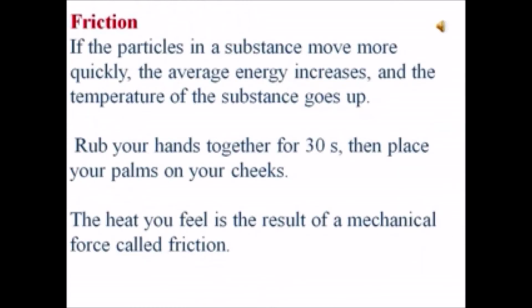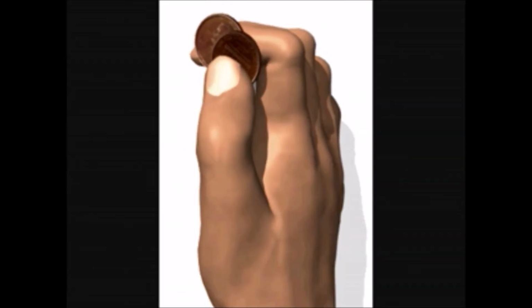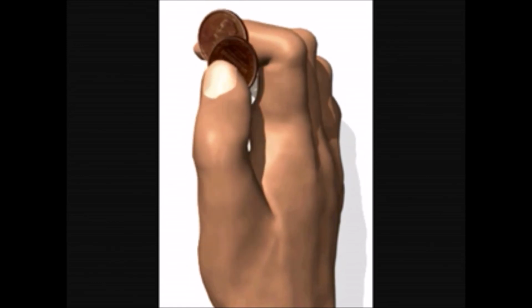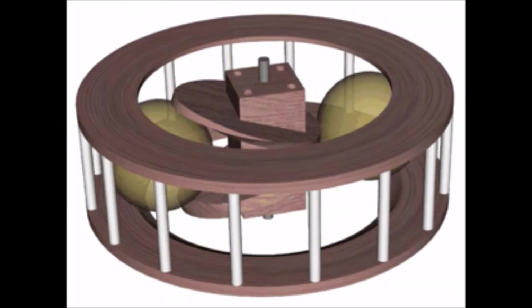Friction. If the particles in a substance move more quickly, the average energy increases and the temperature of the substance goes up. Rub your hands together for 30 seconds, then place your palms on your cheeks. You will feel heat. Or rub your palms on any animal, and it produces heat. Same thing, take two coins and rub them against each other, and it produces heat. The heat you feel is a result of a mechanical force called friction.